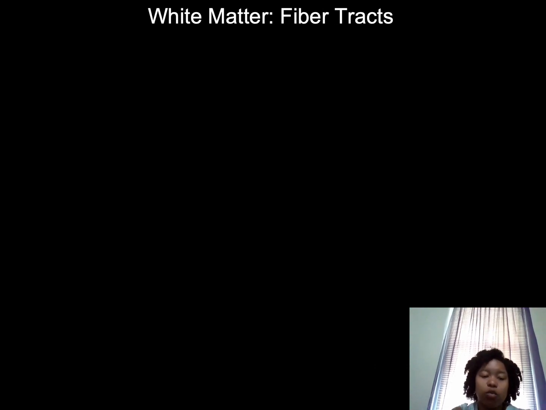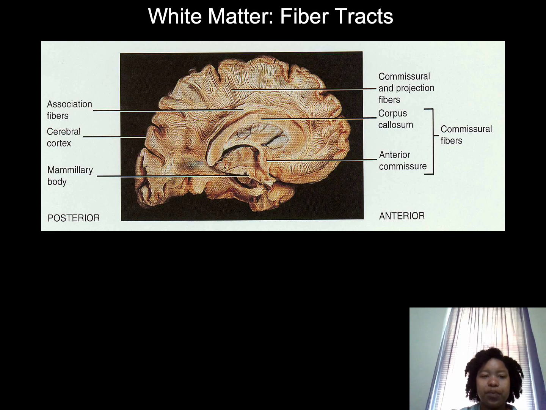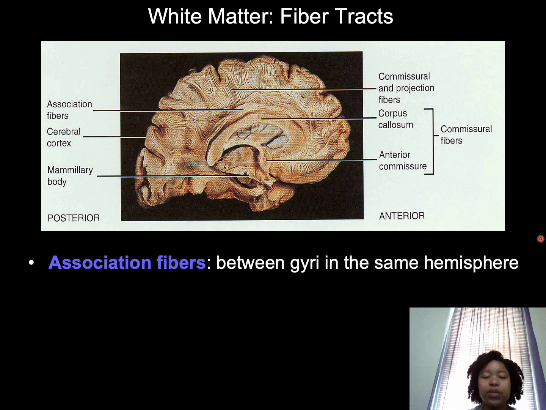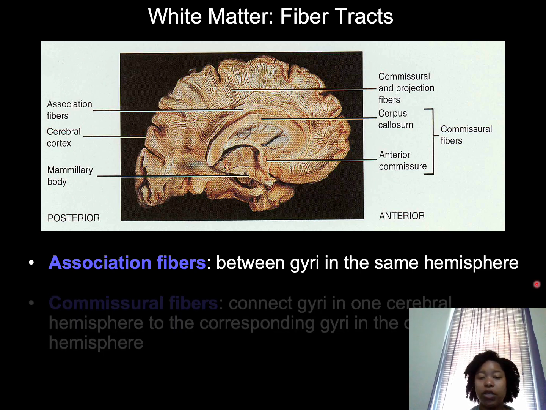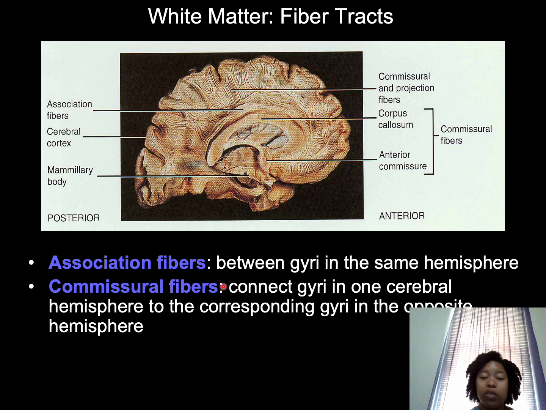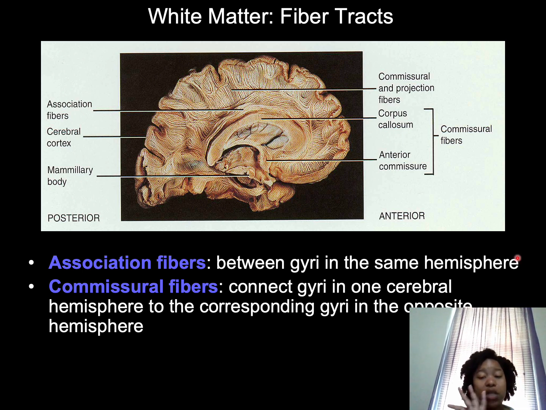So, all right, white matter, right? White matter has these fiber tracts. And so the association fibers are what are between gyri in the same hemisphere, right? So the gyri that are on the same side of the brain are communicating amongst each other. But then you have commissural fibers, which connect gyri from one cerebral hemisphere to the corresponding gyri on the opposite cerebral hemisphere. So they go between the two sides of the brain. And remember, there's that commissure that's in between. So that's why they're called commissural fibers, because they communicate through there.